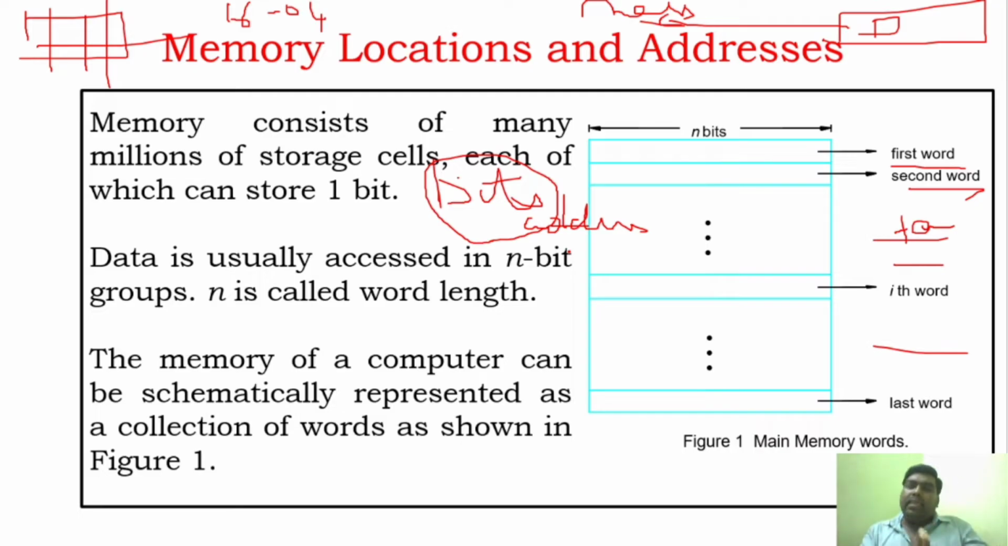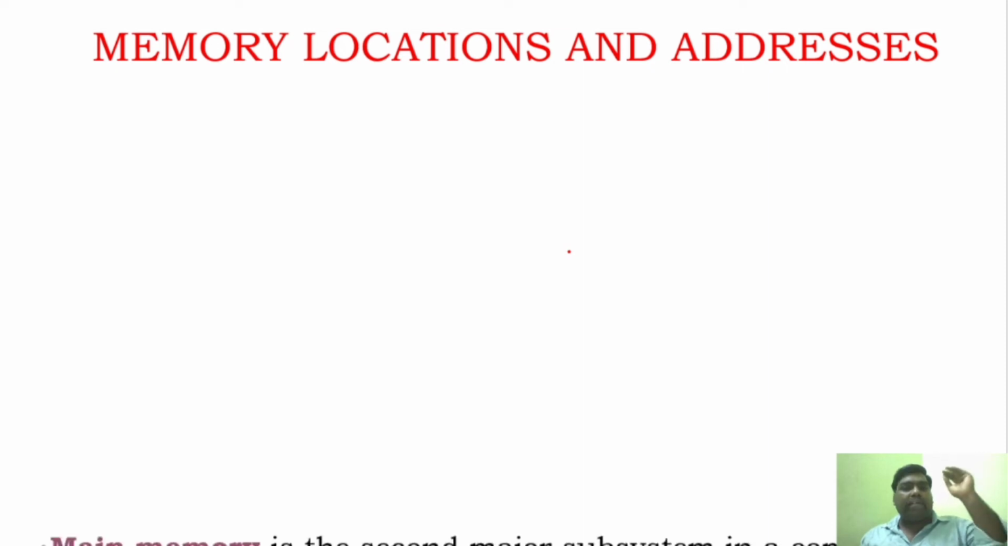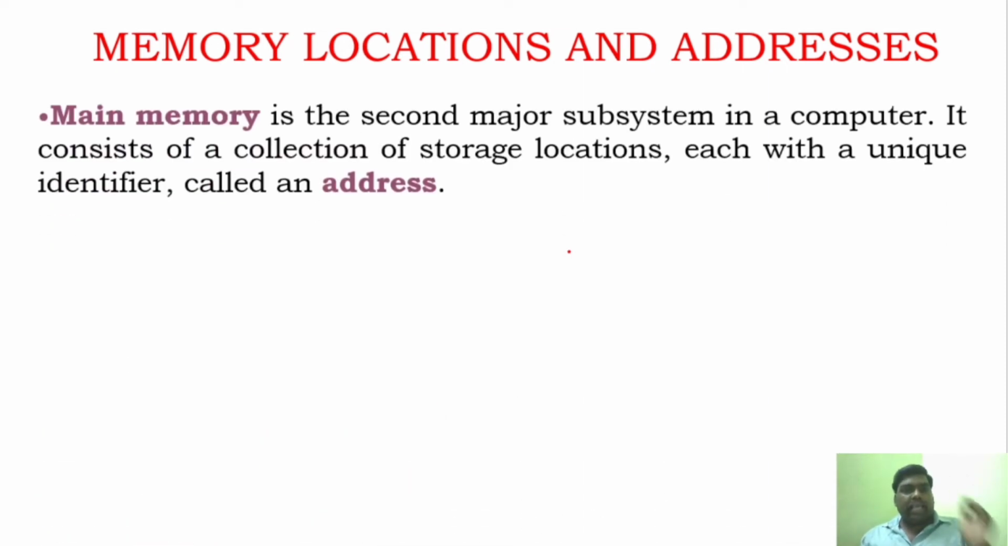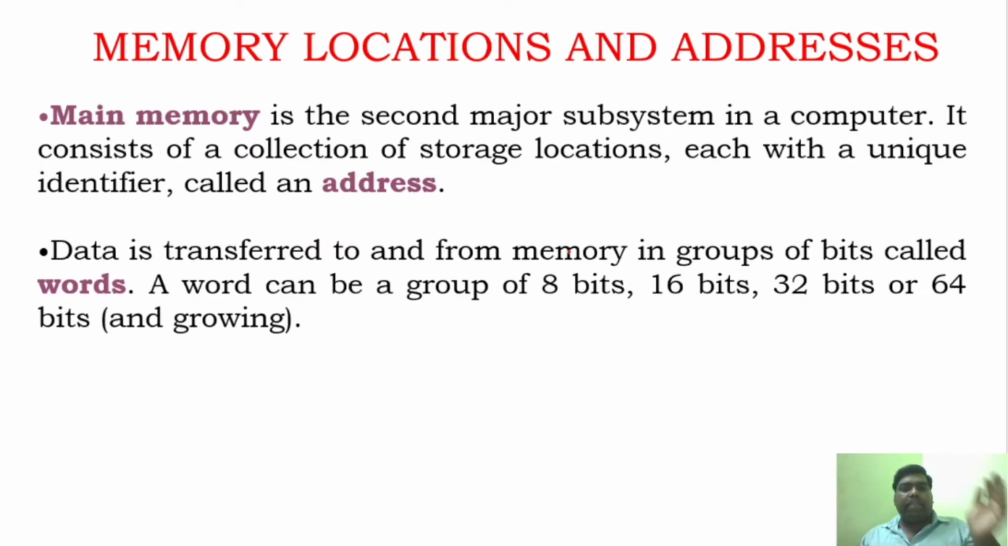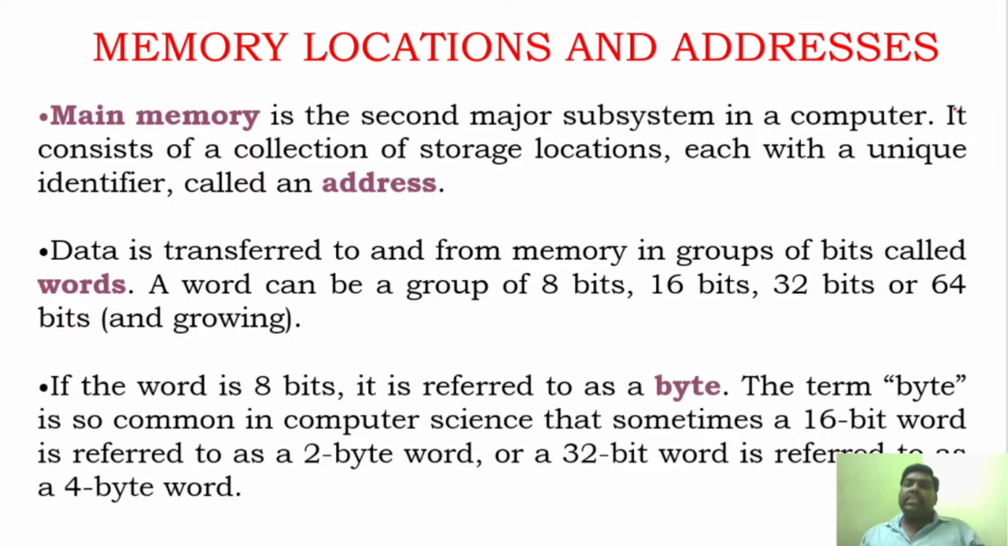In memory, the words are organized in such a way that every word has a corresponding number, which is called its address. Only through the address can we identify the particular word, and that word can be read to the processor. Each and every piece of data is stored in the form of words, and these words can be 8 bits, 16 bits, 32 bits, or 64 bits. We know that 8 bits is equal to 1 byte.